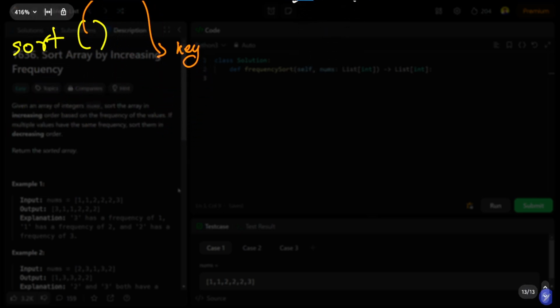Now, if you see it behind the scenes, a normal comparison, if I wanted to have the frequency sorting in increasing order, okay, increasing order.